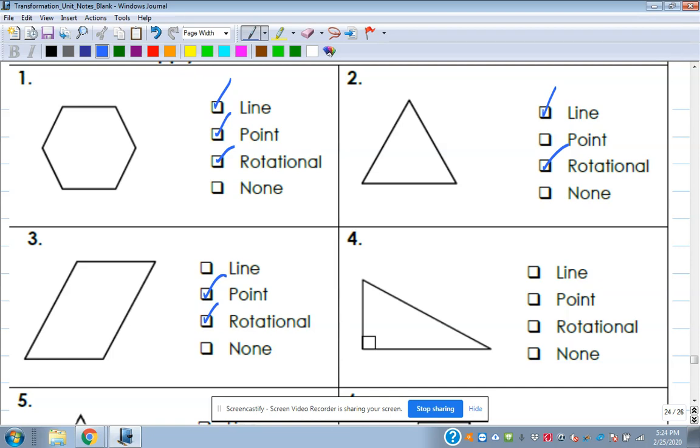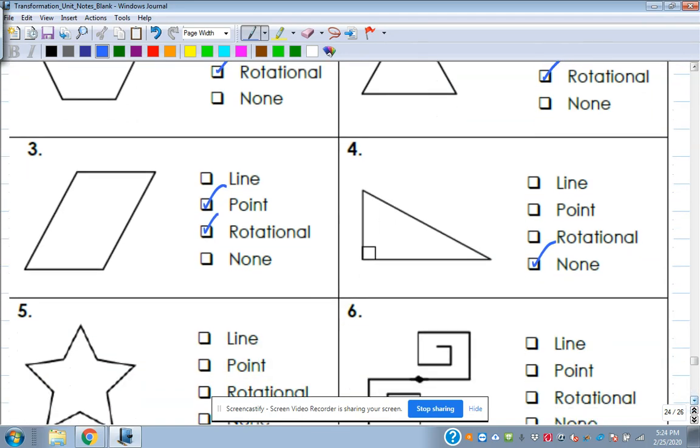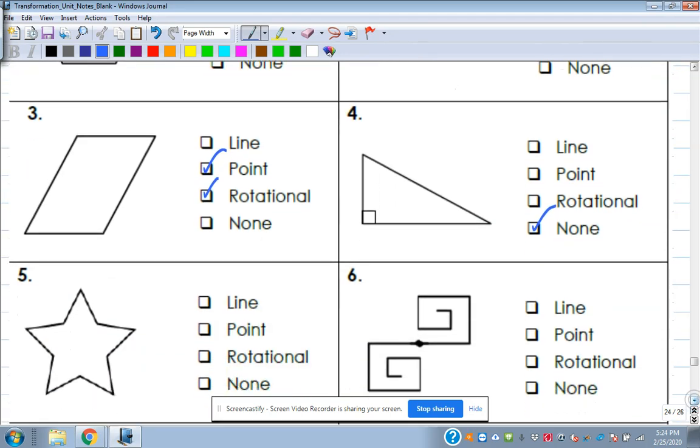What about number 4 there, that right triangle? None, because none of the sides are the same length, right? So if we rotate that around or flip that triangle over, it doesn't do any good. This one doesn't have any kind of symmetry to it, which is, I guess, probably more normal than symmetric.